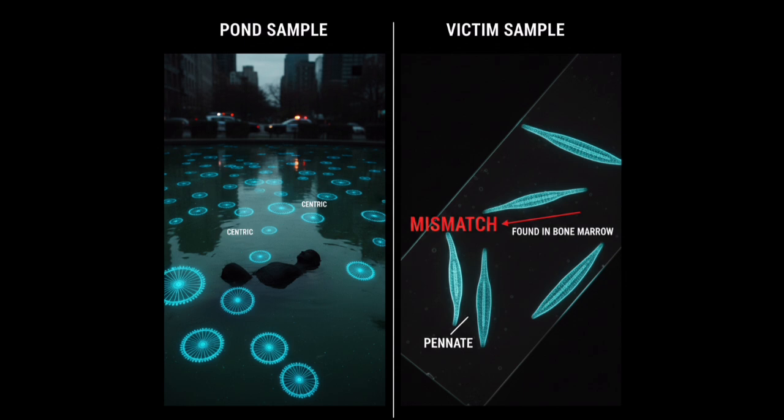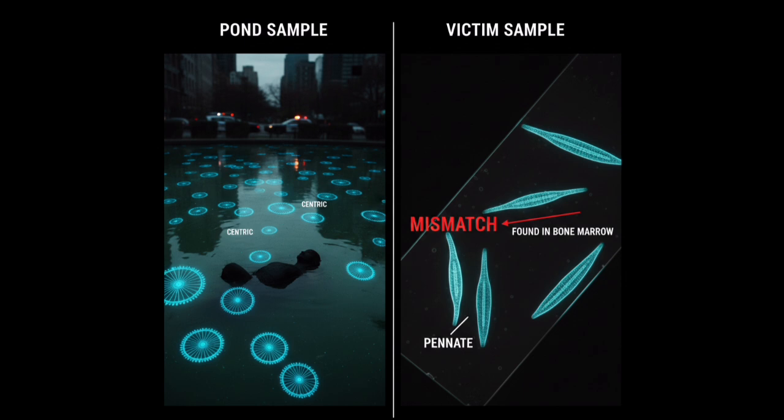The analysis proved that pinnate diatoms are only found in fast-moving freshwater streams, but the body was found in a stagnant pond. What was the verdict? It proved the diatom mismatch. It proved that the victim did not drown in the pond. Investigation further revealed that the victim had been drowned in a mountain stream 20 miles away, and the body was later transported to the city pond to mislead the investigators. So here the diatom acted as a biological GPS to solve the murder mystery.